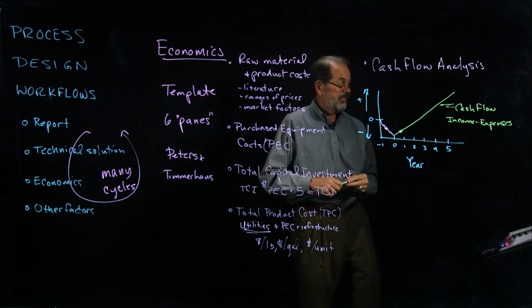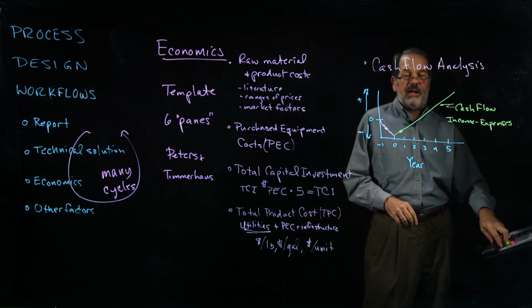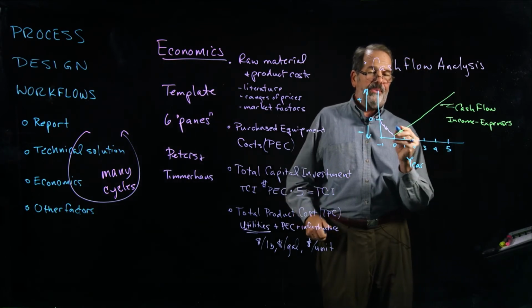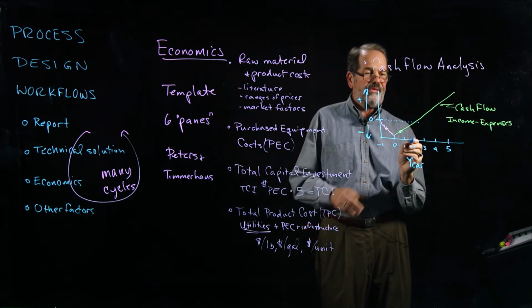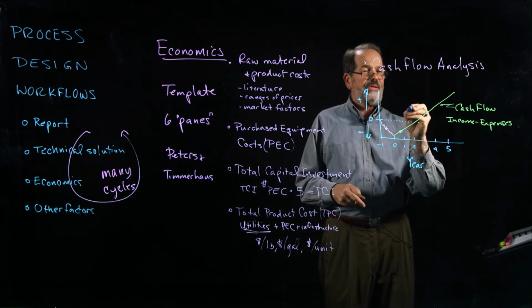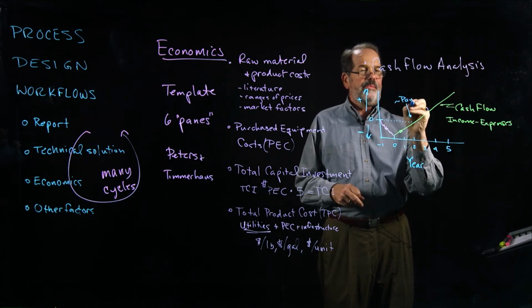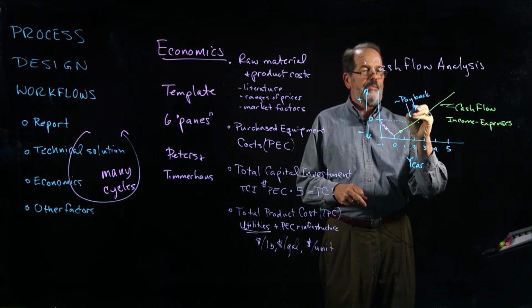A typical plant or process today, if we were doing just a payback period, the payback period would be when this cash flow curve breaks 0. So this might be approximately the payback period of 2 years.